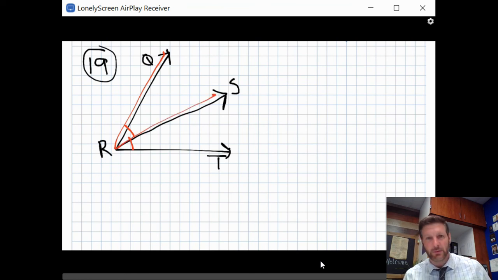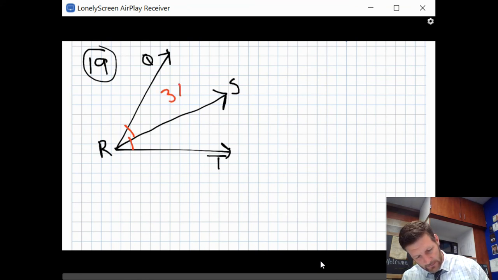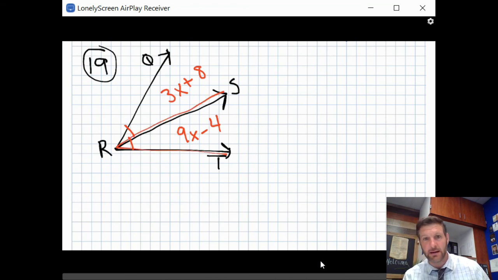Remember, it's always important to identify which angle you're talking about. So it's that top one. That is 3x plus 8. And then it says that SRT, so it's that bottom angle, is 9x minus 4. And so we need to find SRT. So I'm actually going to be finding not x, not the whole angle, but I'm going to be finding SRT here at the bottom. Okay, so equation time.